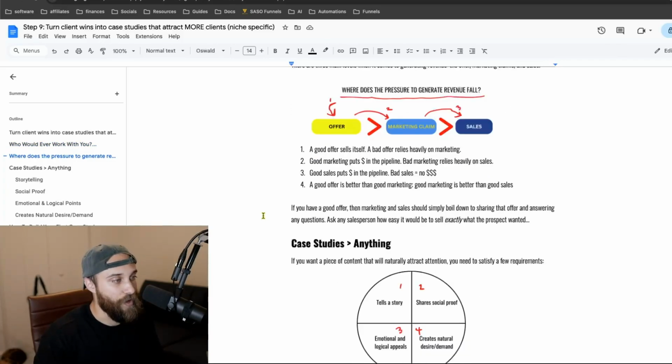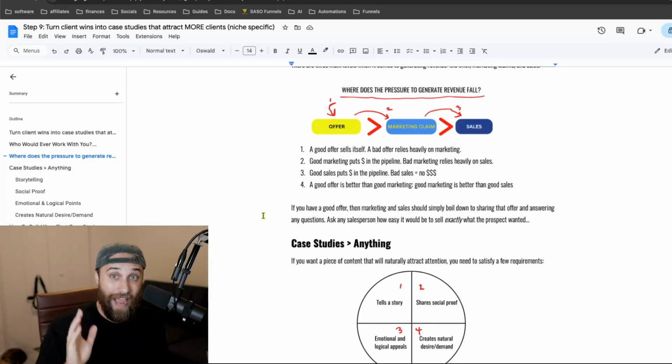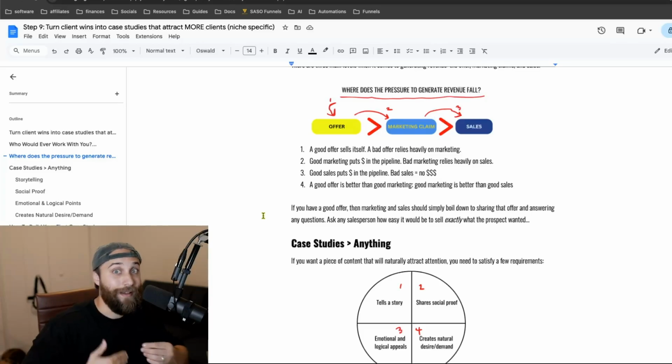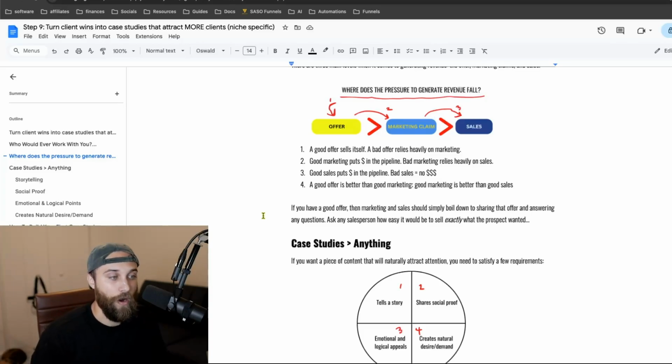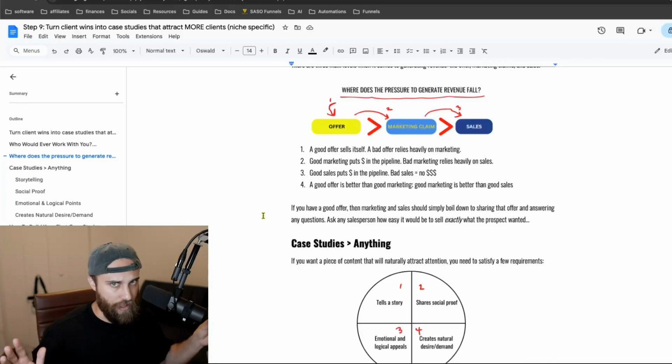As I was saying, if you have a good offer, then marketing and sales should simply boil down to just sharing what that offer is and answering any questions. And any salesperson, if you have sold for longer than a month, if you have actually sold, I'm not talking about you were the cashier at McDonald's and you're trying to get more money through the drive-thru. I'm not talking about you were on the floor at Walmart and you're just directing people. I'm talking about if you were selling for commission. There's nothing wrong with either of those jobs, by the way.